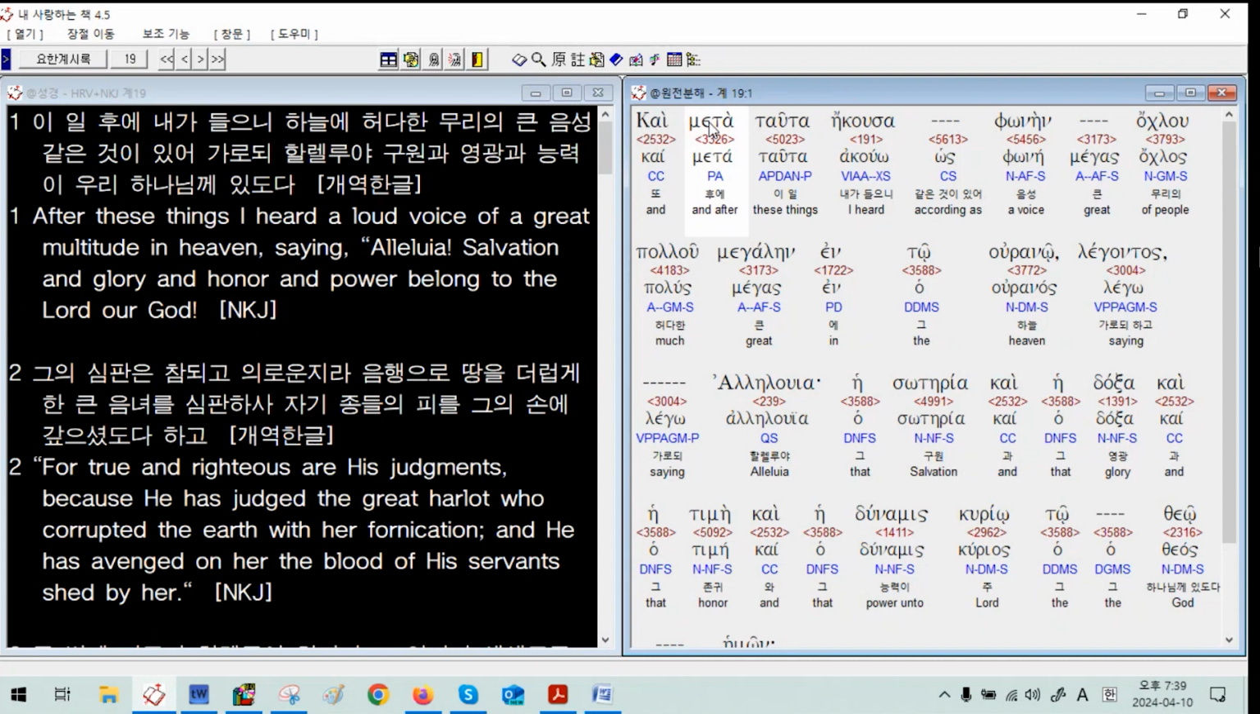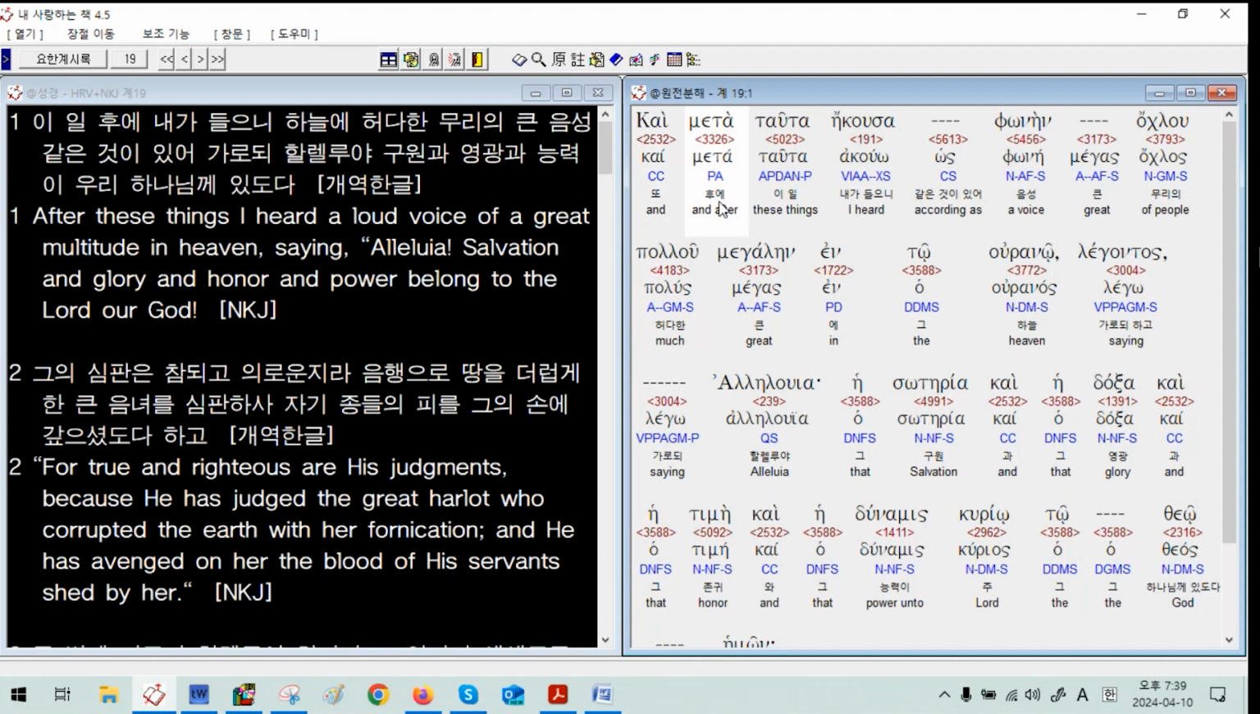But the problem is, meta they translate as after, and kai is and. But the New King James Bible doesn't even put the and here, which is a conjunction, kai. And then the King James Bible puts and. Each single word is very important to understand how the sentence is going, what is going on in each sentence. So if you look at the kai, that means what? The sentence is connected from the previous verse, isn't it?